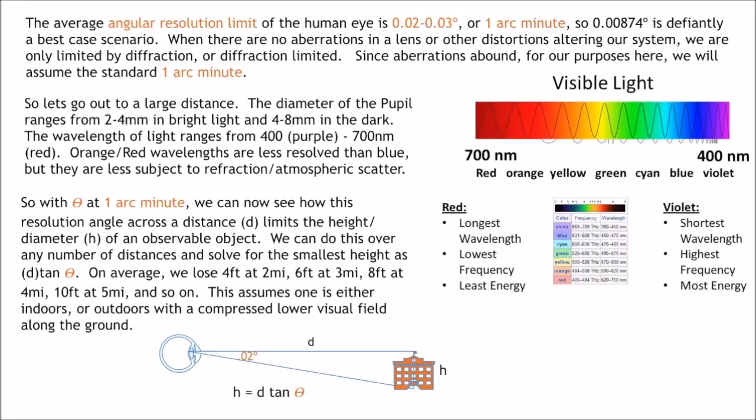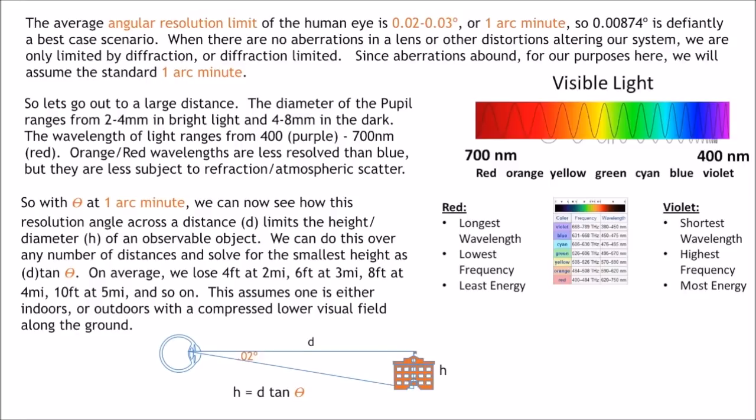So let's go out to a large distance now. The diameter of the pupil ranges from 2 to 4 millimeters in bright light and 4 to 8 millimeters in the dark. The wavelength of light ranges from 400 nanometers of purple to 700 nanometers in the red. The orange and red wavelengths are less resolved than the blue, keep that in mind, but they are also less subject to refraction and atmospheric scatter. So those higher wavelengths have more diffraction, but they are also less refracted, and we'll get into that later.